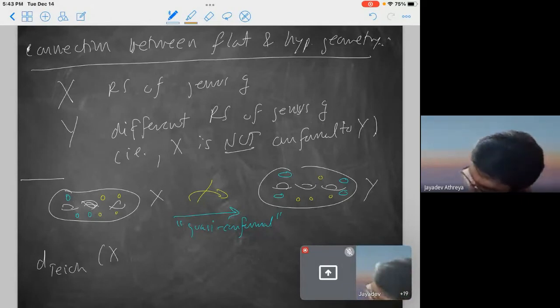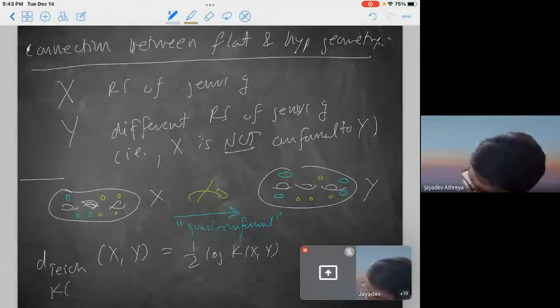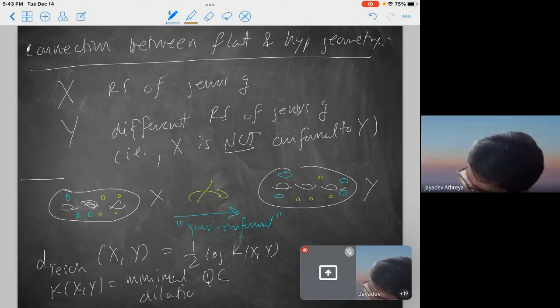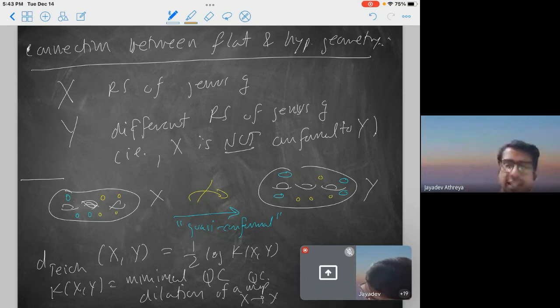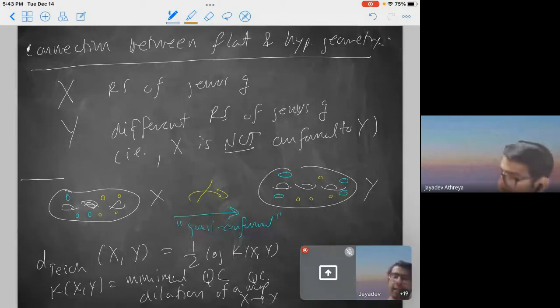and Y, which is 1/2 log K(X,Y), where K(X,Y) is the minimal quasi-conformal dilatation of a QC map from X to Y. The dilatation is in some sense a measure of how much your ellipses get distorted, and it's equal to 1 if your map is actually conformal. If you take the log of it, you get 0, so then they're actually the same. And the question is, how do you actually get from X to Y?